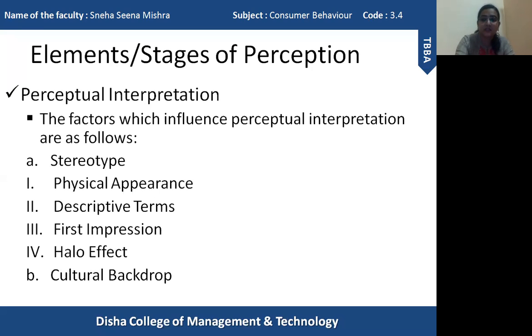There are also various factors which influence perceptual interpretation. The first one is stereotype, and the second one is cultural backdrop. So first of all, what is a stereotype? As human beings, our thinking is sometimes biased towards certain elements. We create assumptions in advance and we stick to those assumptions, and whatever stimulus is in front of us, we try to match it with our assumption.